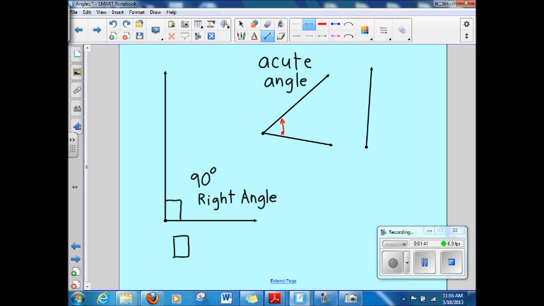Well, we're going to make another set of rays here. We'll do another angle. And let's see. Oh, yeah, it looks kind of like the hands of a clock, doesn't it? And this would be an acute angle. It's less than 90 degrees. This is about a 90 degree angle right there. You see, a piece of paper could fit in there. And then anything more than 90 degrees is called an obtuse angle. So if we just look at this angle right here, it's more than 90 degrees, and we say that that one is an obtuse angle.